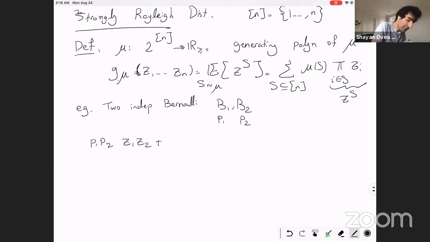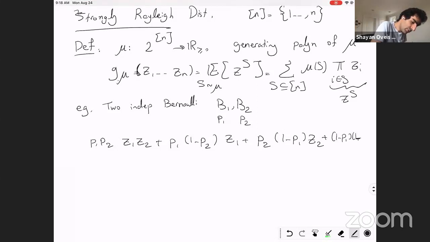Then with probability P1 times 1 minus P2, you get B1 but not B2. So this is P1 times 1 minus P2 times Z1, plus P2 times 1 minus P1 times Z2. With probability P2 times 1 minus P1, you get just the second one. And with probability 1 minus P1 times 1 minus P2, you get none. Okay, so this is the generating polynomial of this.